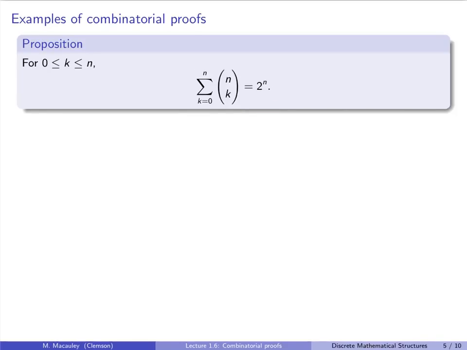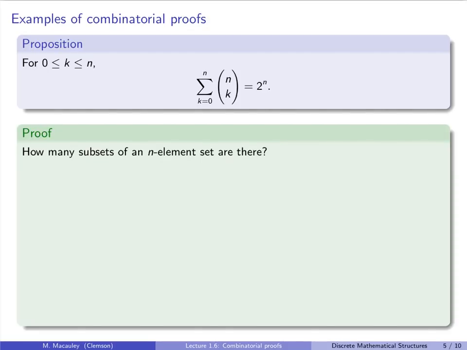Next proposition is something else we've seen. If we add up n choose k from k equals 0 up to n, then we get 2 to the n. So recall how this is done. We're going to count two different ways the number of subsets of an n element set. The first way, I'm going to call method 1. Instead of saying left-hand side and right-hand side, I'm just going to say method 1 and method 2, because some books and writing styles use this, and you should see more than one.